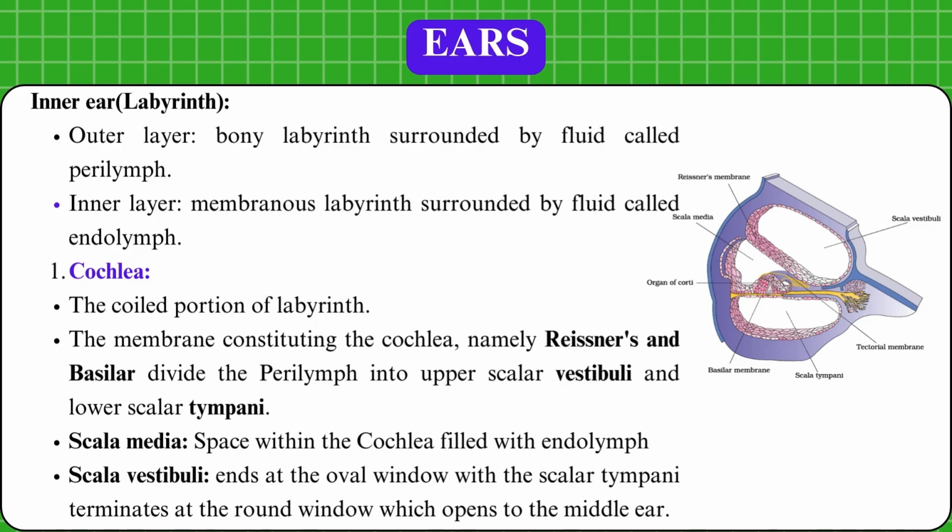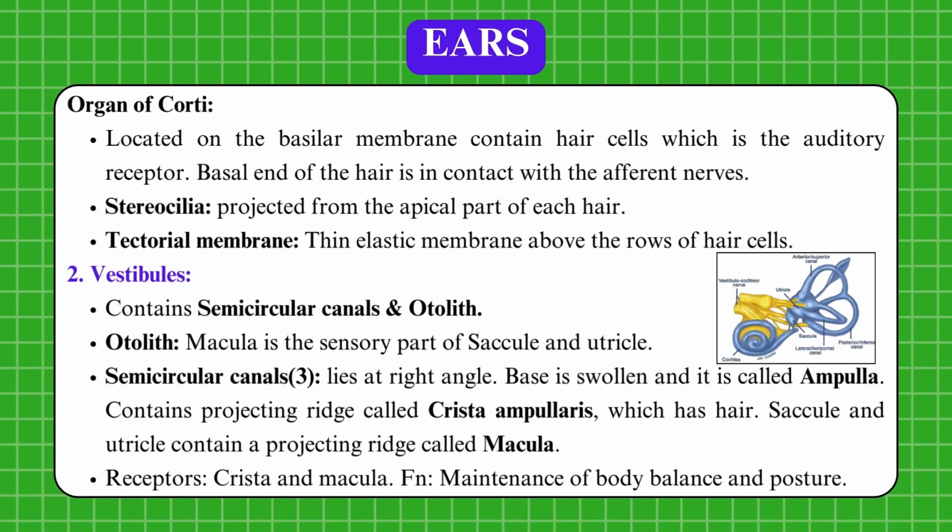Scala vestibuli ends at the oval window, while the scala tympani terminates at the round window, which opens to the middle ear. Organ of Corti, located on the basilar membrane, contains hair cells, which are the auditory receptors. Basal end of the hair is in contact with the afferent nerves. Stereocilia project from the apical part of each hair. Tectorial membrane: thin elastic membrane above the rows of hair cells.